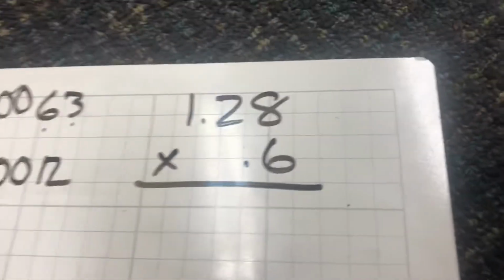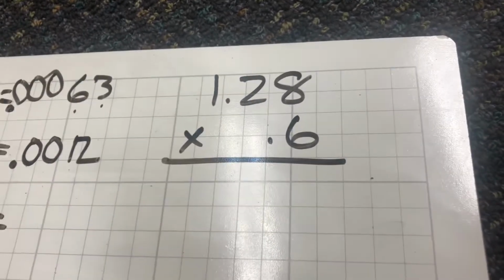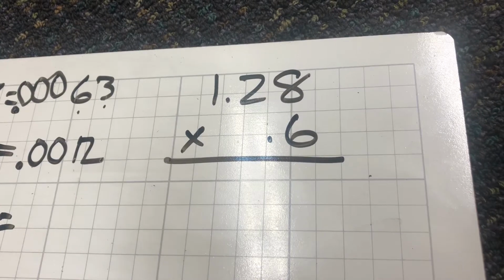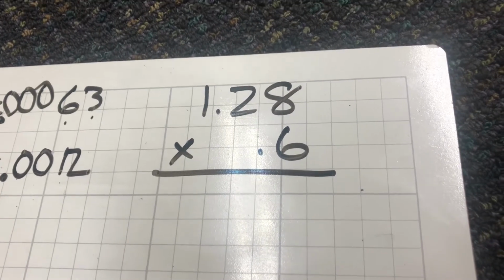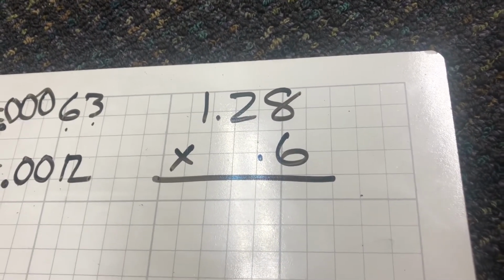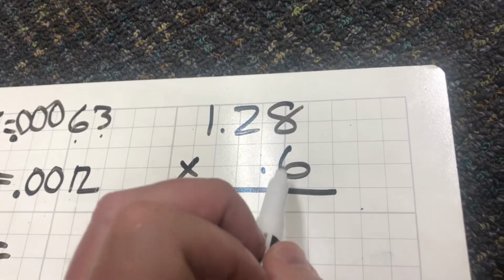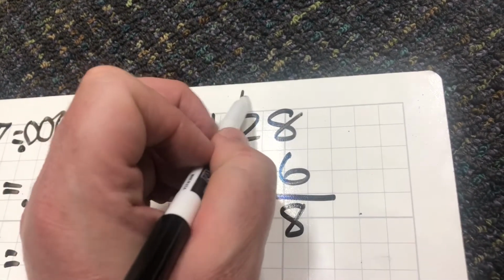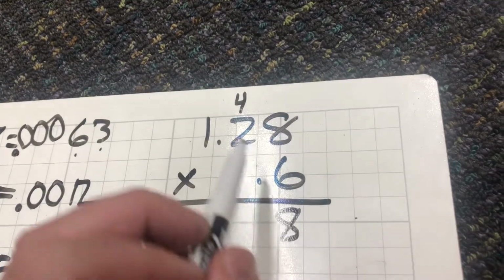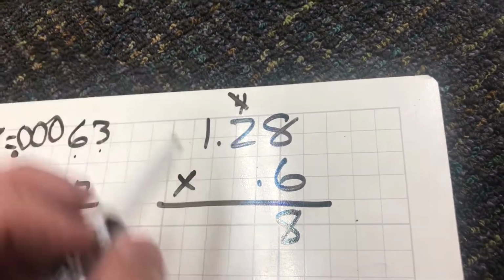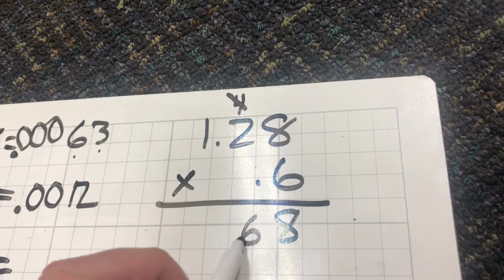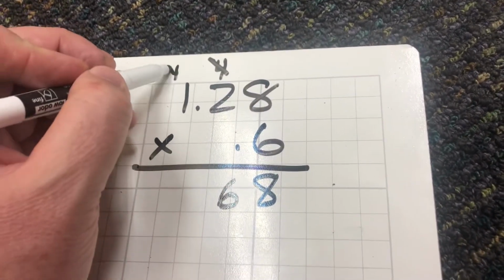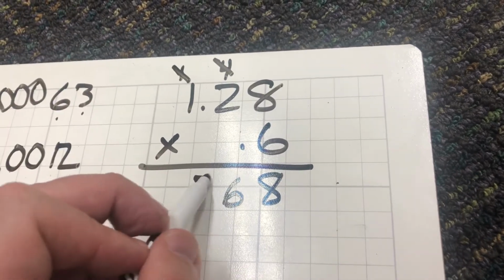All right, so here we go. 1 and 28 hundredths times 6 tenths. Decimals do not have to be lined up in multiplication. We've been through that. I'm going to do this just like 128 times 6. 6 times 8 is 48. Put the 8 down. Carry the 4. 6 times 2 is 12. Plus the 4 is 16. Put the 6 down. Carry the 1. 6 times 1 is 6. Plus the 1 is 7.